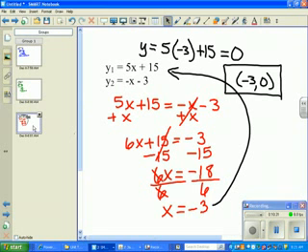Questions on the 3 problems we did today? Can I check the board because you have a different answer? Yeah, I can check the board. Unless I made a mistake here. Okay, no, I can check the board.